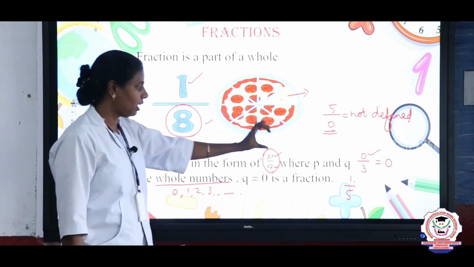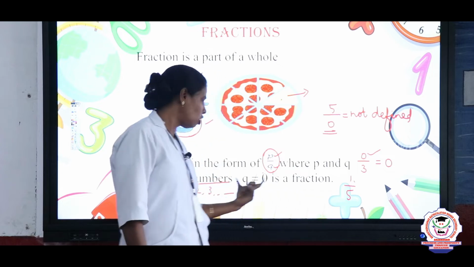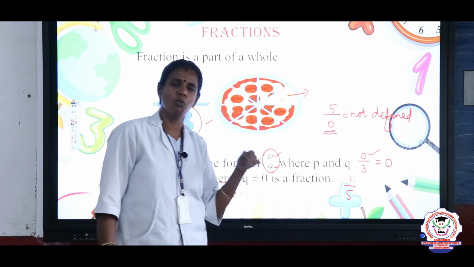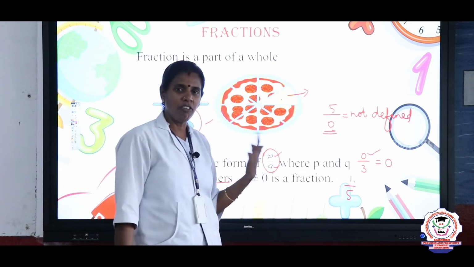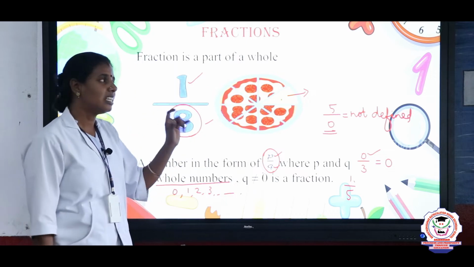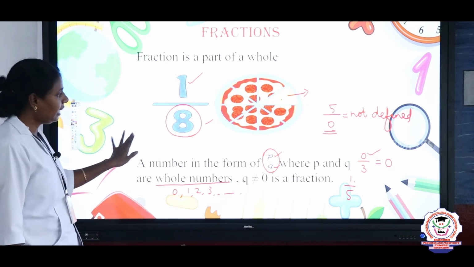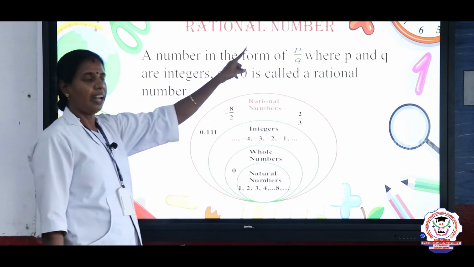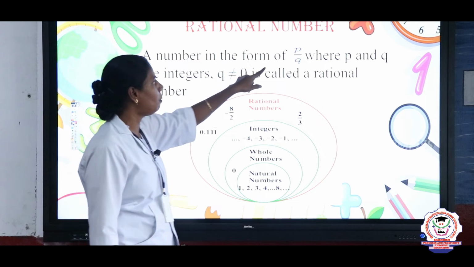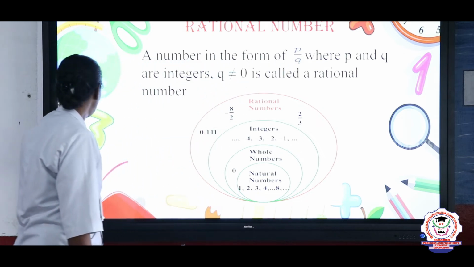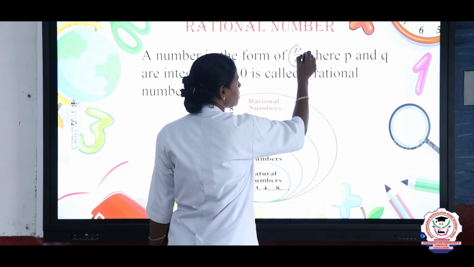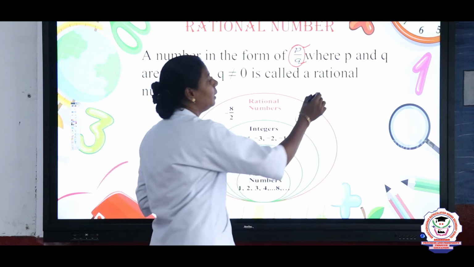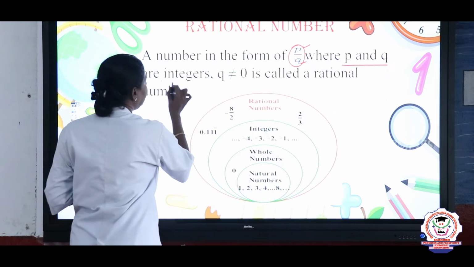See, in this fraction we can write only the positive numbers because we are going to take whole numbers. So, 1 by 5, 2 by 3, 7 by 6, whatever it may be. But what about negative numbers in this? For that there is a special name for the negative fractions, which is rational number. See the definition: a number in the form of p by q. Already we know that p by q is a fraction with numerator and denominator. But in a rational number, p and q are integers.